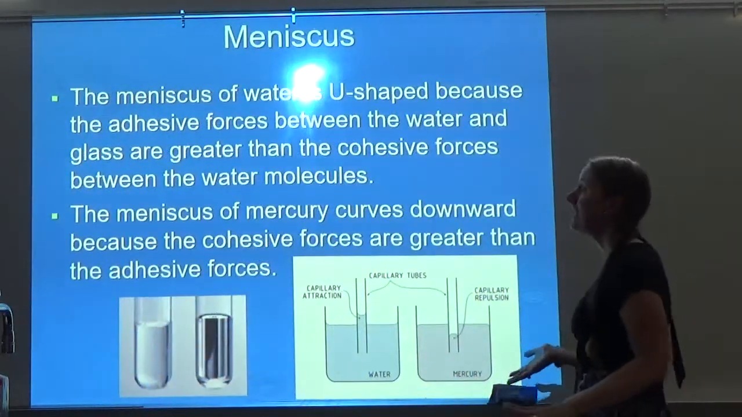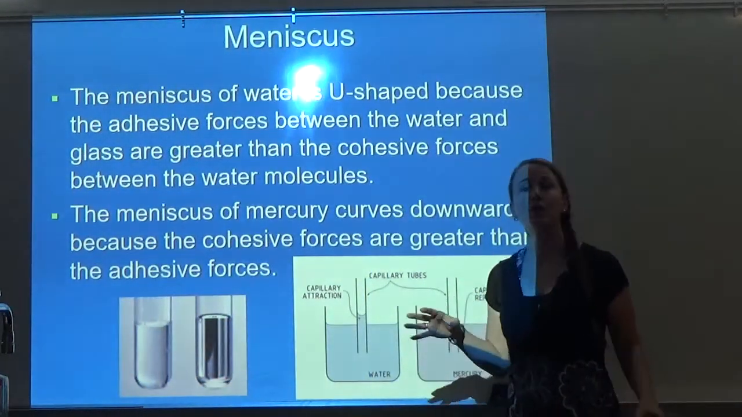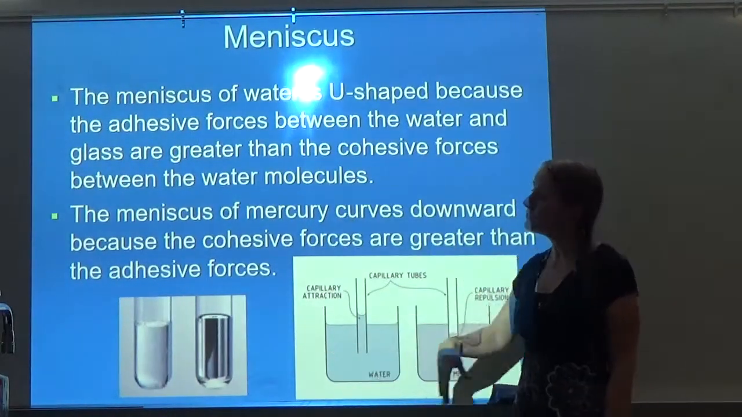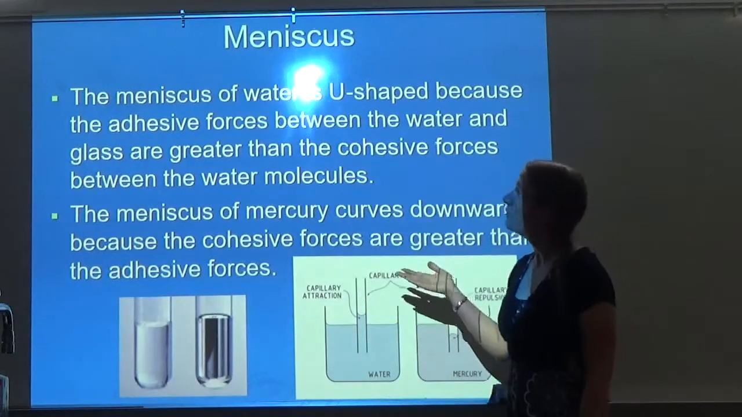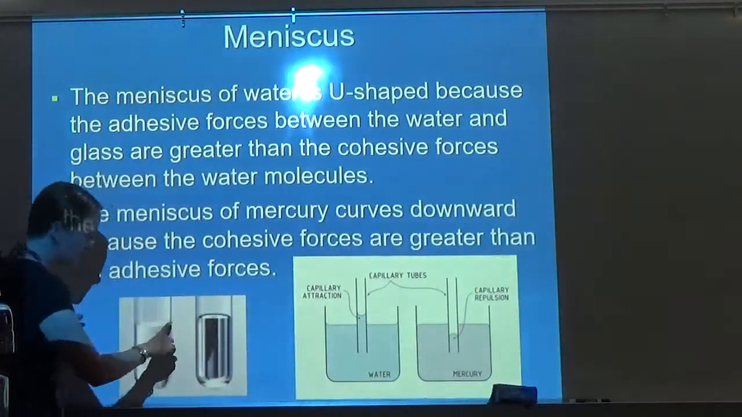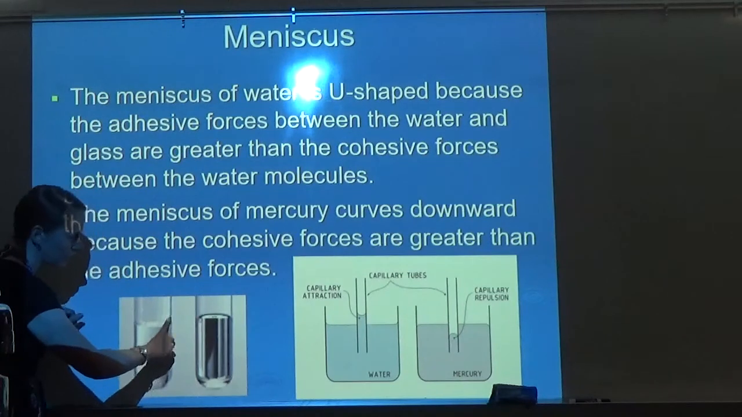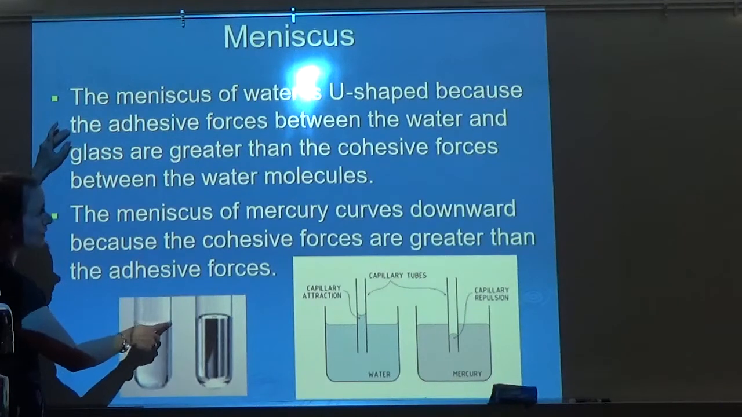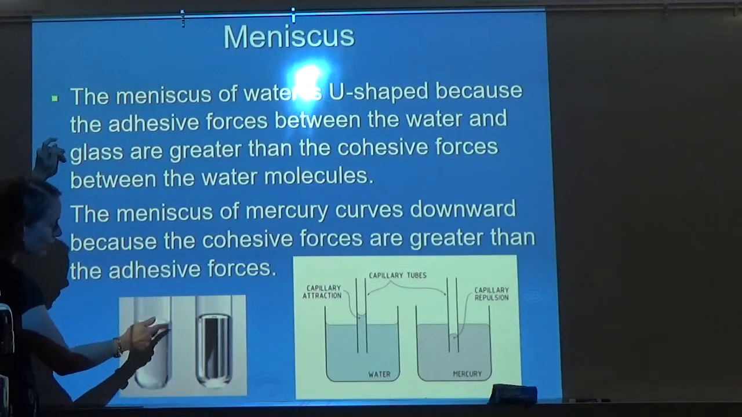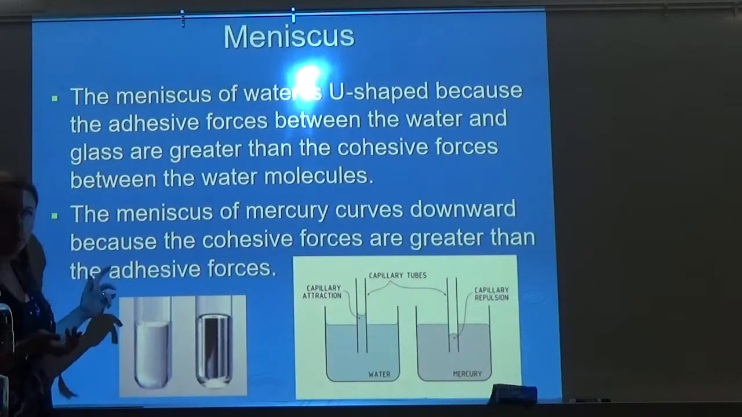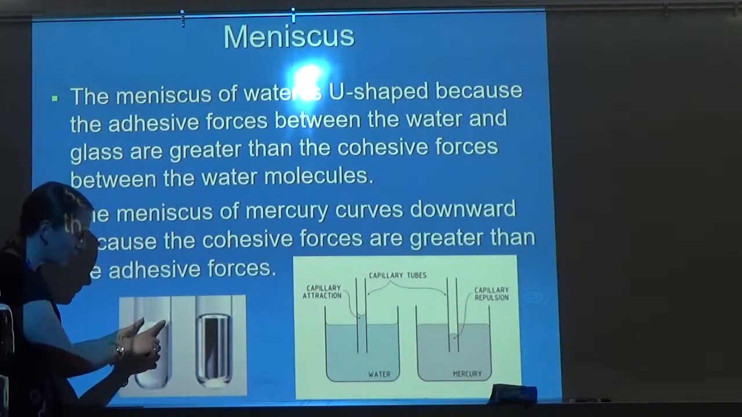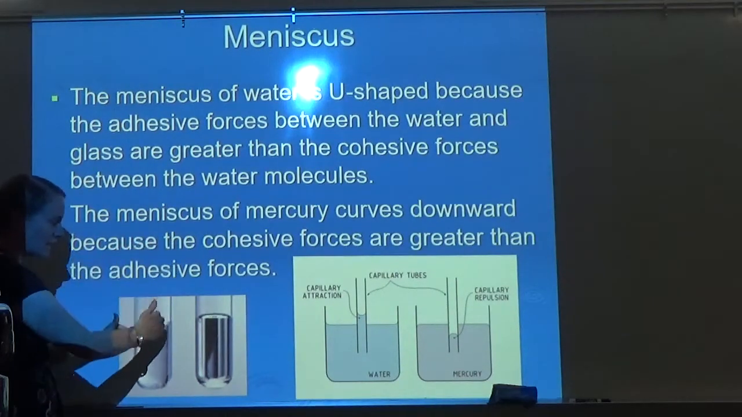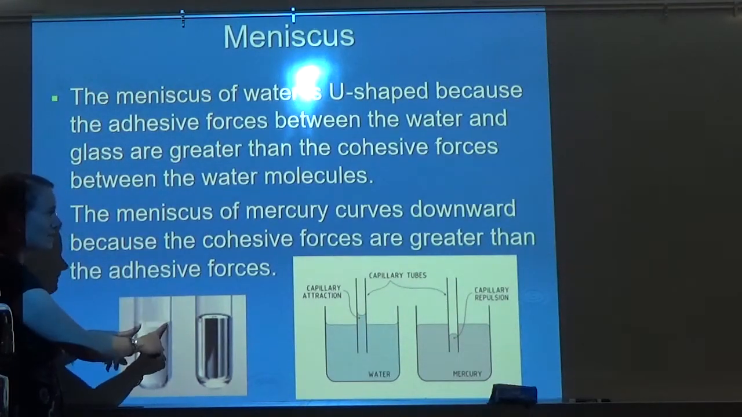Those cohesive and adhesive forces determine what direction a meniscus bends. I know we've already talked about this, but we're just throwing it in here again. The meniscus of water, and I know this is kind of hard for you to see, is U-shaped. The meniscus of water is U-shaped because the adhesive forces between the water and the glass are greater than the cohesive forces between the water molecules. In other words, the water is so attracted to the glass that it's trying to go up the edges of it. That's what causes that upward bending on the sides.